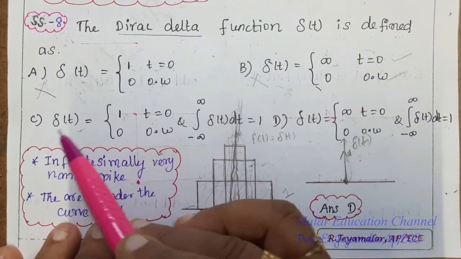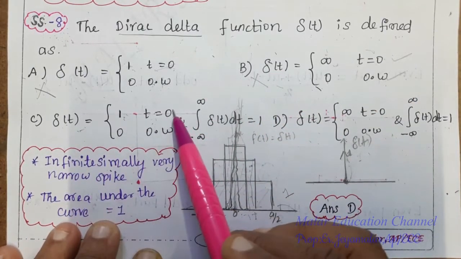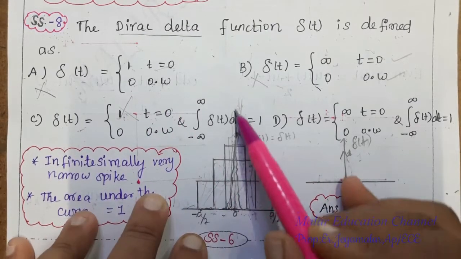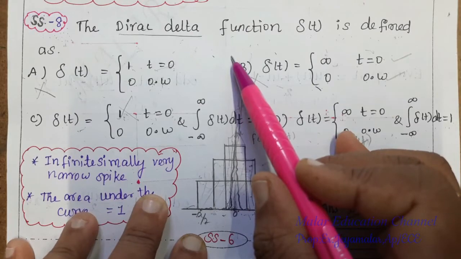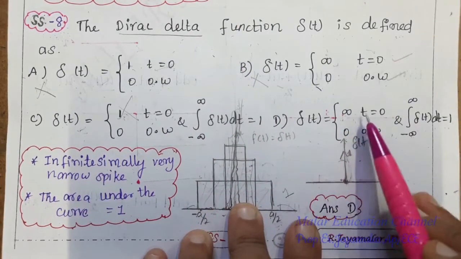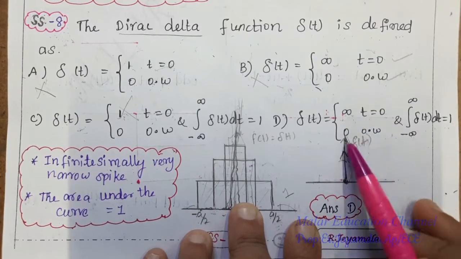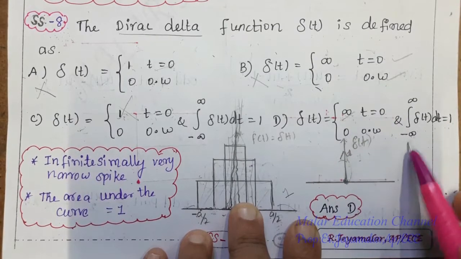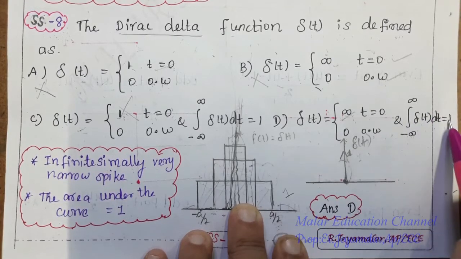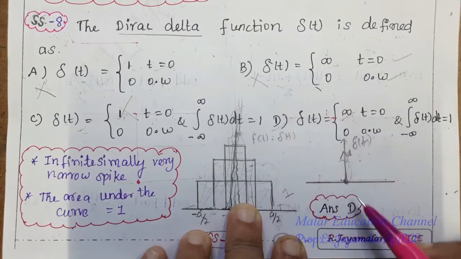Move to the third option. Del of t is 1 for t equal to 0. So wrong answer, because at t equal to 0 the value is going to be at infinity level. Move to the last one. Del of t is infinity at t equal to 0, 0 otherwise. It's correct, isn't it? Similarly, from minus infinity to infinity the area under the curve is 1. Hence the correct answer is D.